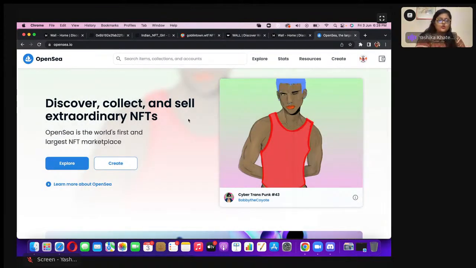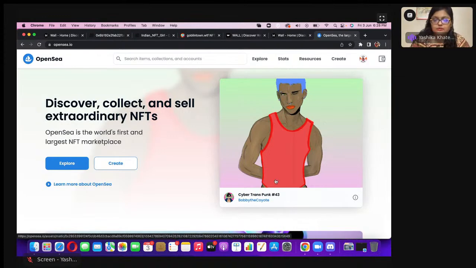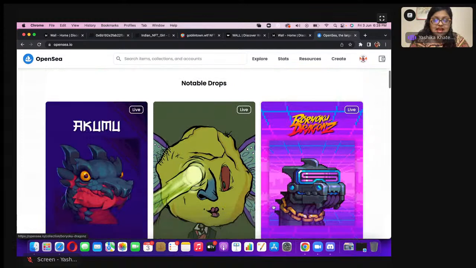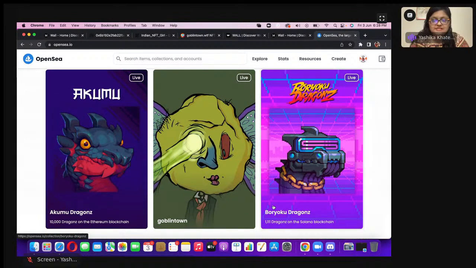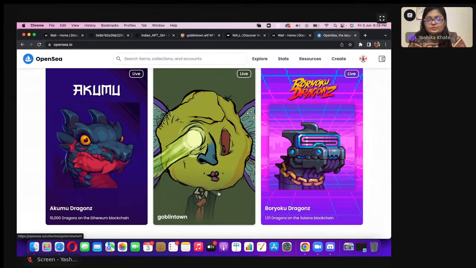So here we are on OpenSea, and say for example, if you want to create your own NFT, you can go here on create. But if you want to explore what sort of NFTs are available, for today there is a feature of Cyberpunk number 43 by Bobby the Coyote, who's the owner of this. And then there are these notable drops that have happened. We all know about Goblin Town.